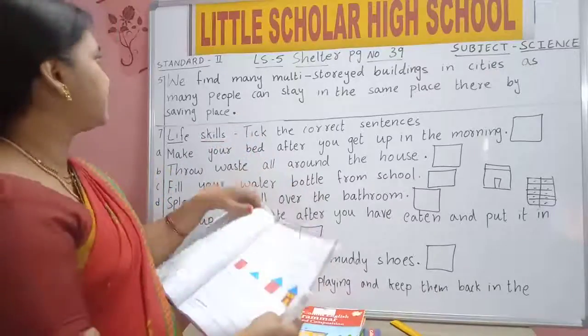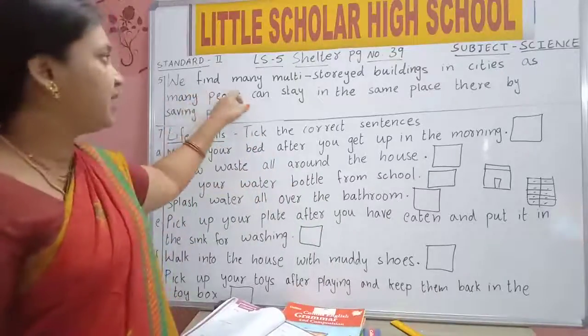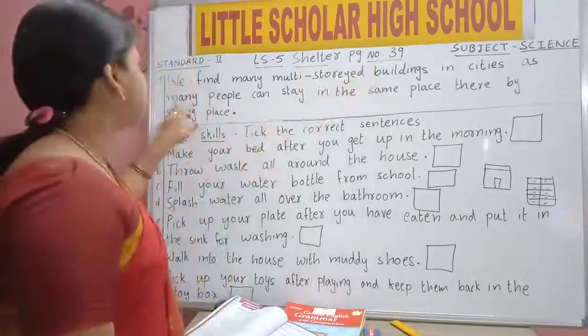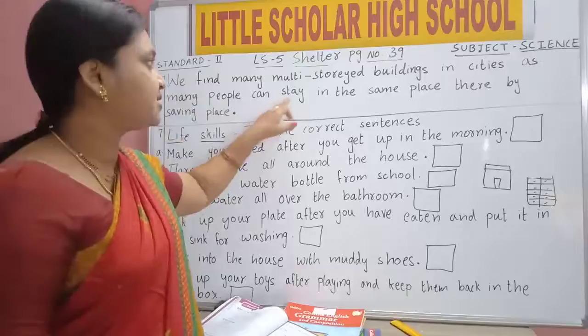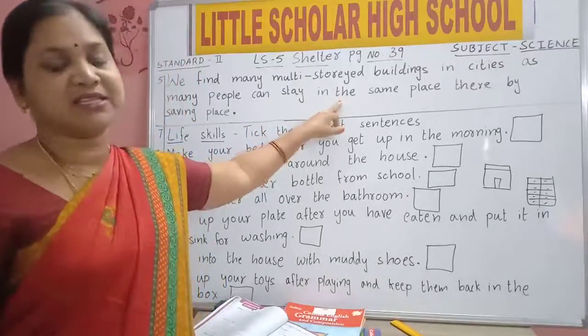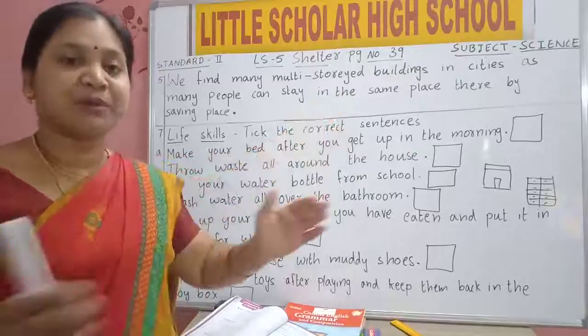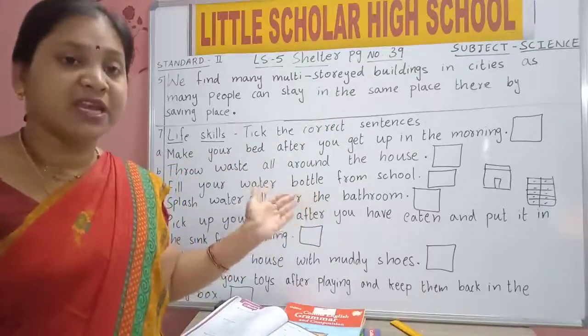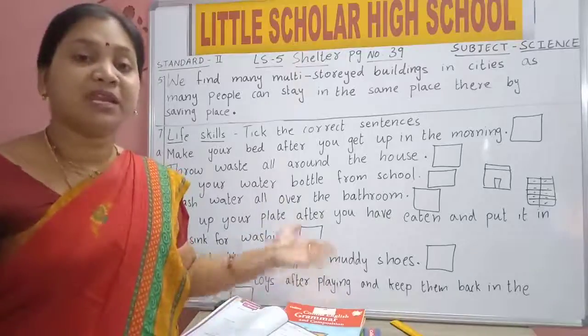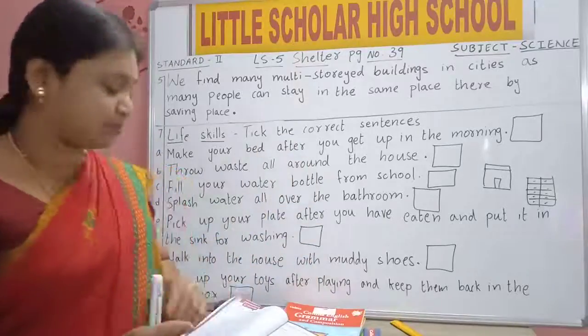Okay, once again we'll read. We find many multi-storied buildings in cities as many people can stay in the same place, thereby saving place. To save area. What we do? We build apartments so that many families live in that apartment.